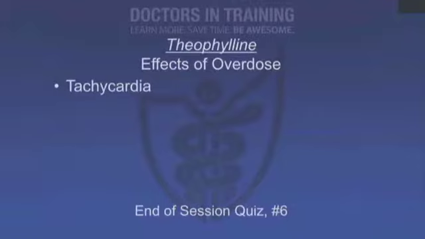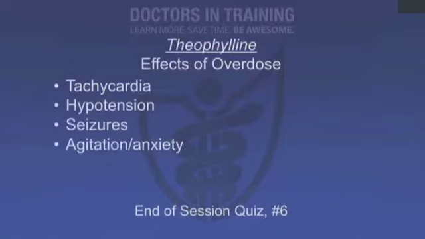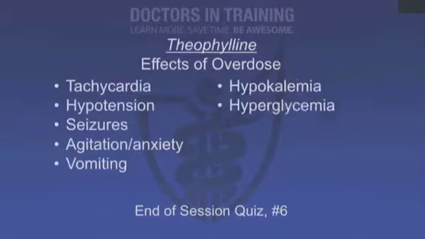All right, next question. What are the side effects of theophylline overdose? Theophylline overdose can cause a lot of different effects. It causes tachycardia, and therefore it causes some hypotension. It often causes seizures. It can lead to agitation and anxiety. It can lead to nausea and vomiting. And it can cause hypokalemia and hyperglycemia. So how do we treat theophylline overdose?